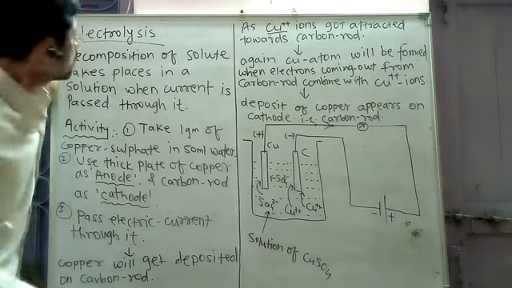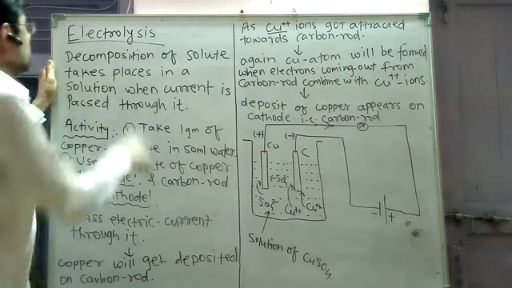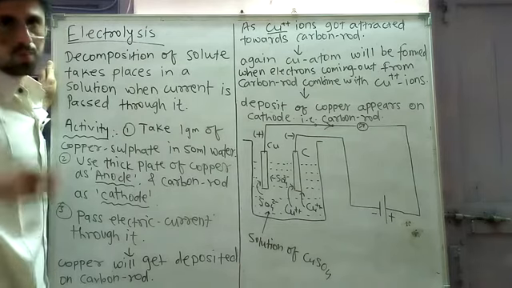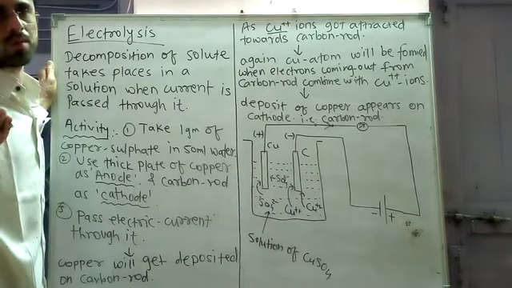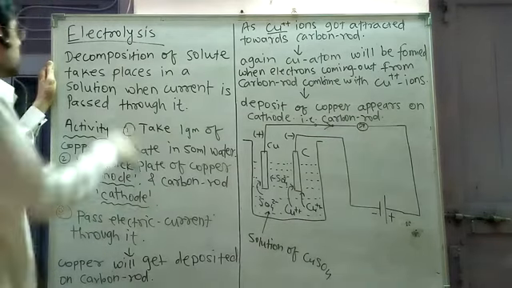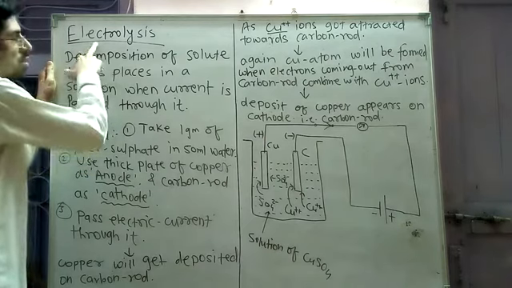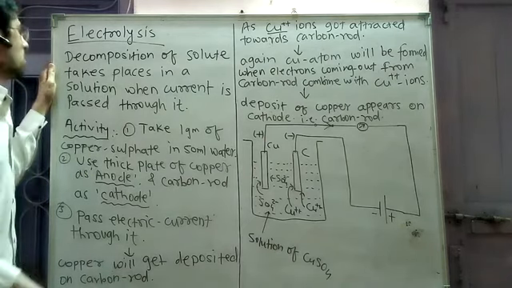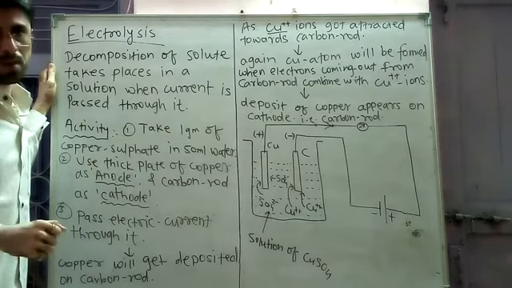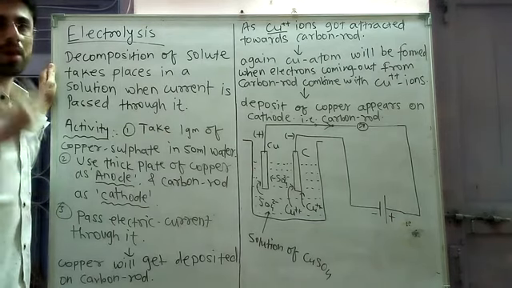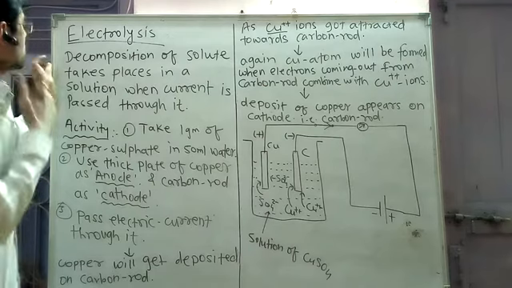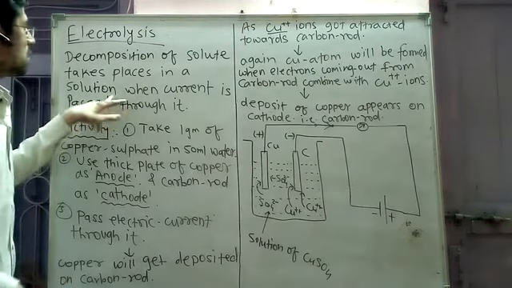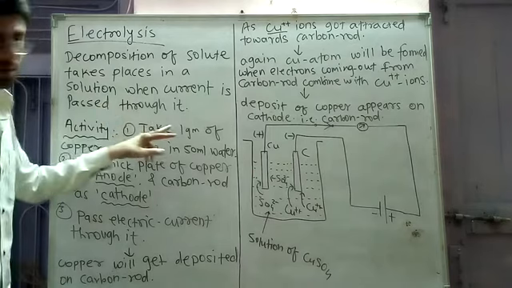In the process of electrolysis, we perform decomposition of solute. It could be an acid, a base, or anything. We perform decomposition of solute in a solution, and through this solution we pass current. So decomposition of solute takes place in a solution when current is passed through it.